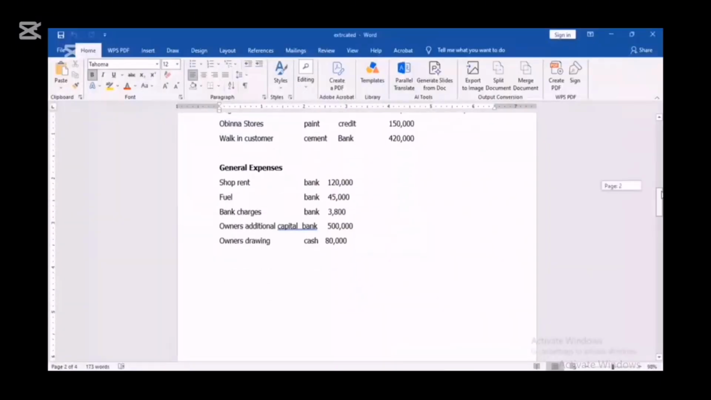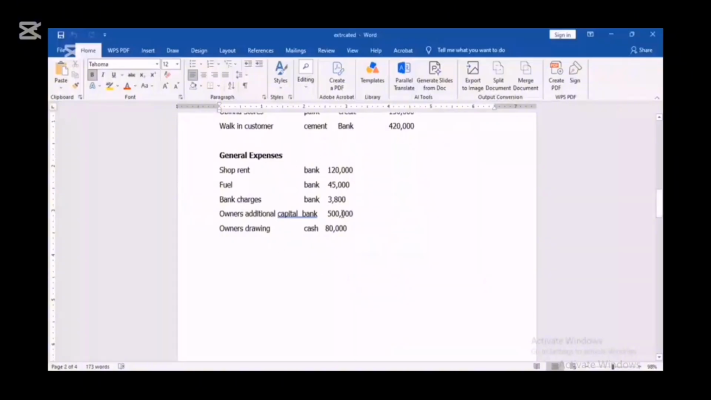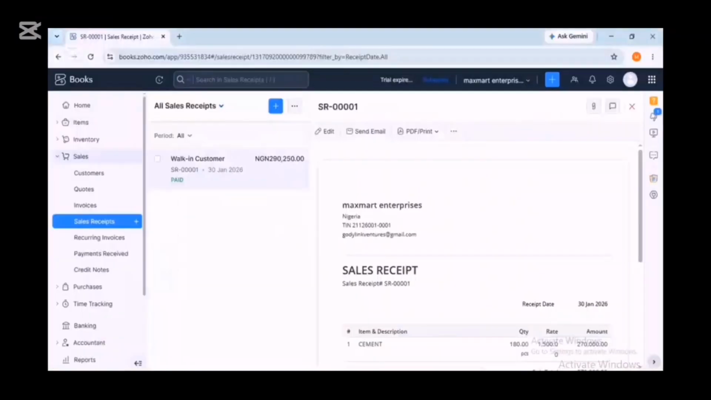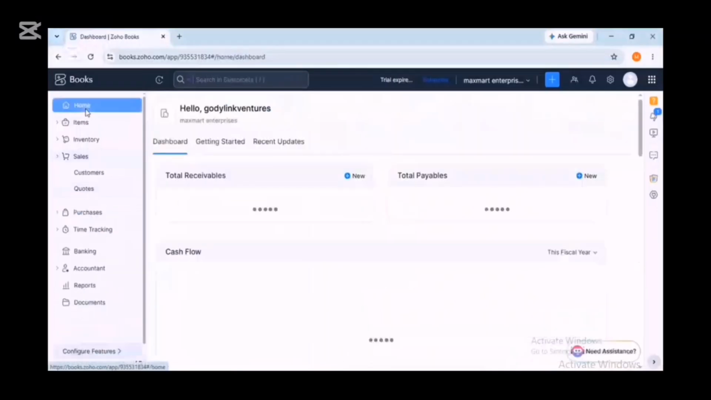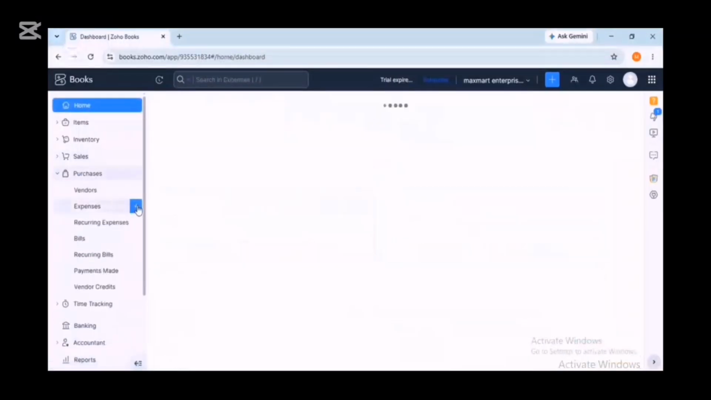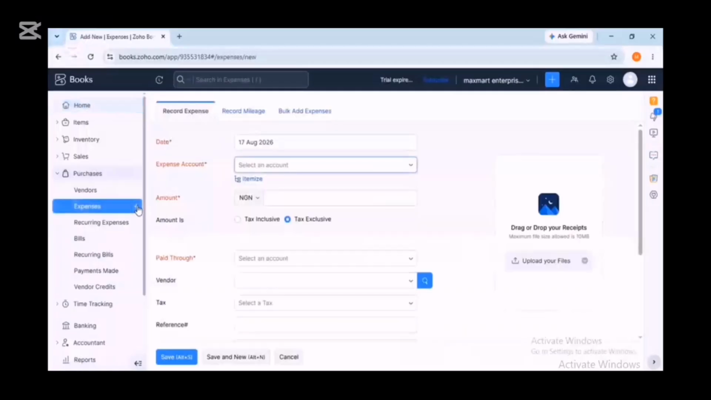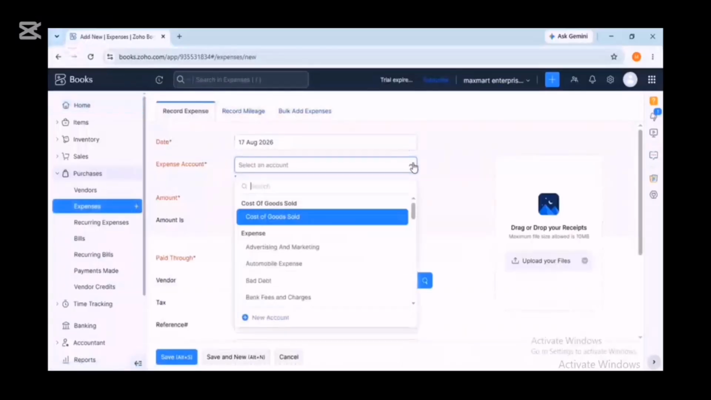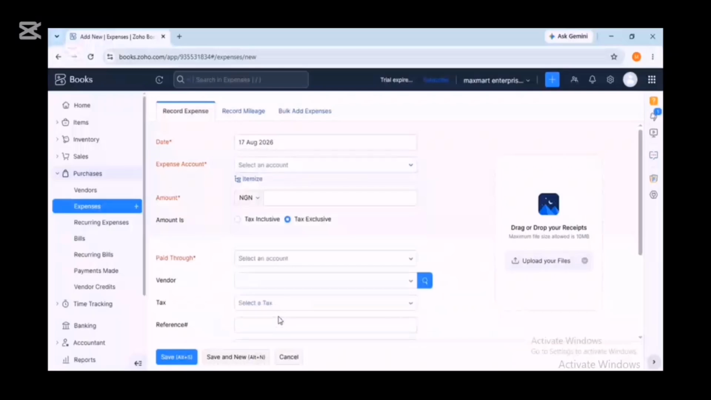So we've gone quite far. So now next remaining, the expenses. So we have shop rent expenses, fuel expenses. We also have bank charges. So let's select go home. Some of these expenses we have to enter ourselves because the Zoho system may not come with some of the expenditures we have. So let's go in here, select new.